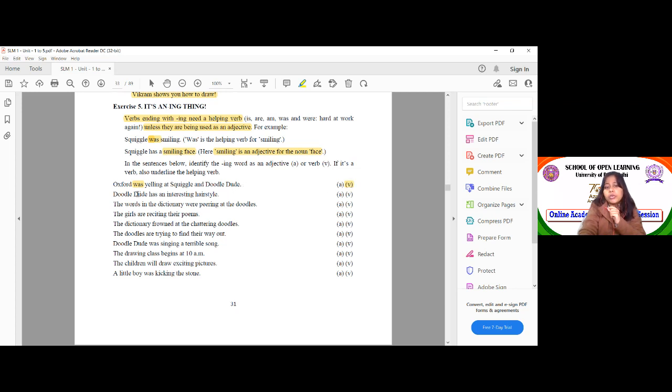Now I would want you to do the second sentence. What is there in the second sentence? Doodle Dude has an interesting hairstyle. What is there? A helping verb or an adjective? And if it's an adjective, tell me what is the adjective. If it is a helping verb, tell me what is the helping verb.